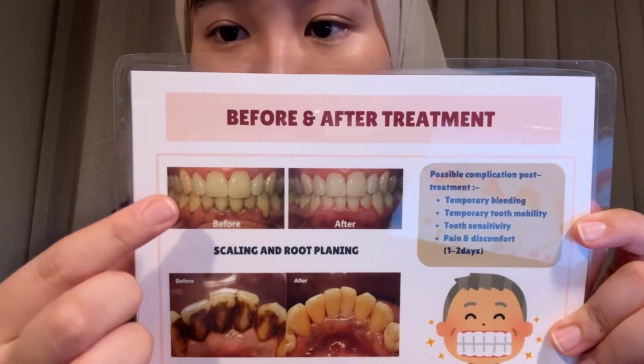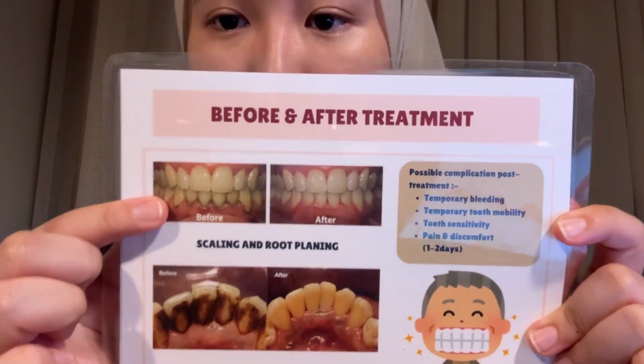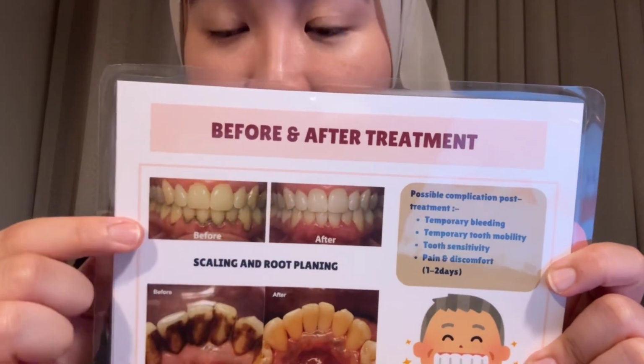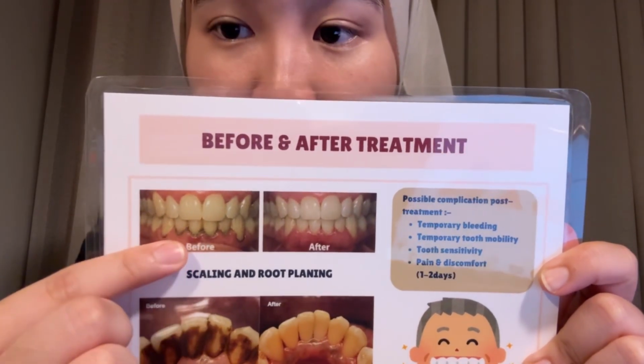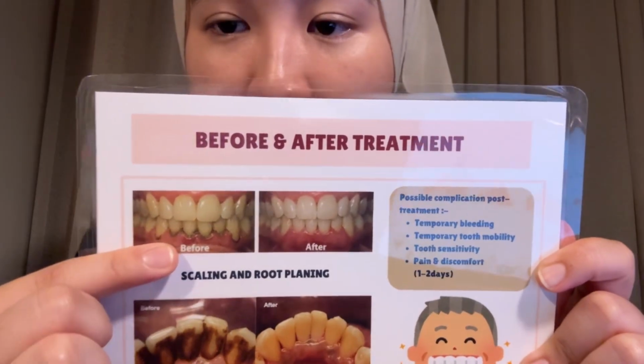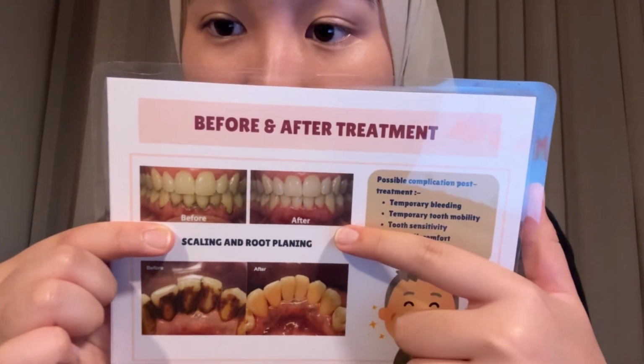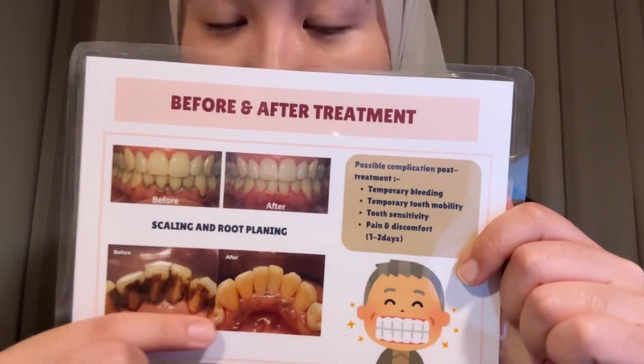So here is one example of an image from before the scaling and root debridement, and this is the after. As you can see, there is plaque or tartar here, and after we remove it, it has been cleaned. So scaling and root debridement will help to reduce gum inflammation, bleeding, and also prevent your disease from getting worse.